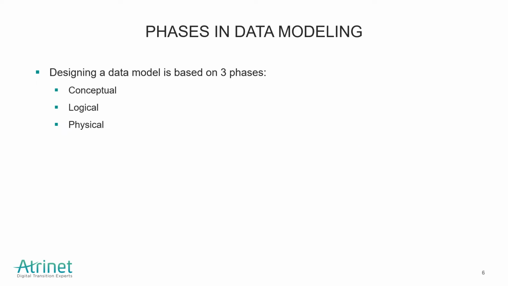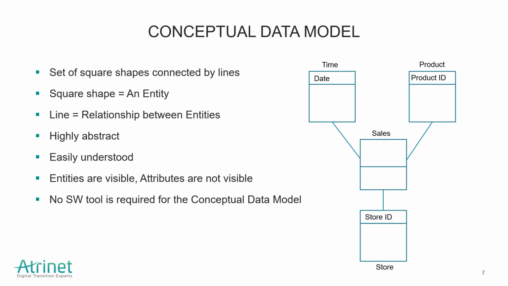Designing a data model is based on 3 phases: conceptual, logical, physical. The conceptual data model can be written on a piece of paper and can be easily changed and modified. It is a set of square shapes connected by lines. Square shape refers to an entity. Line refers to a relationship between entities. Abstract means not too much detail.